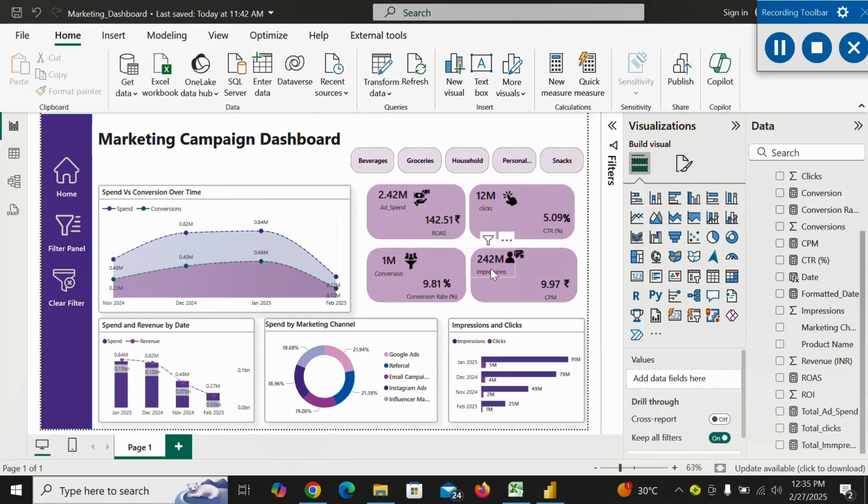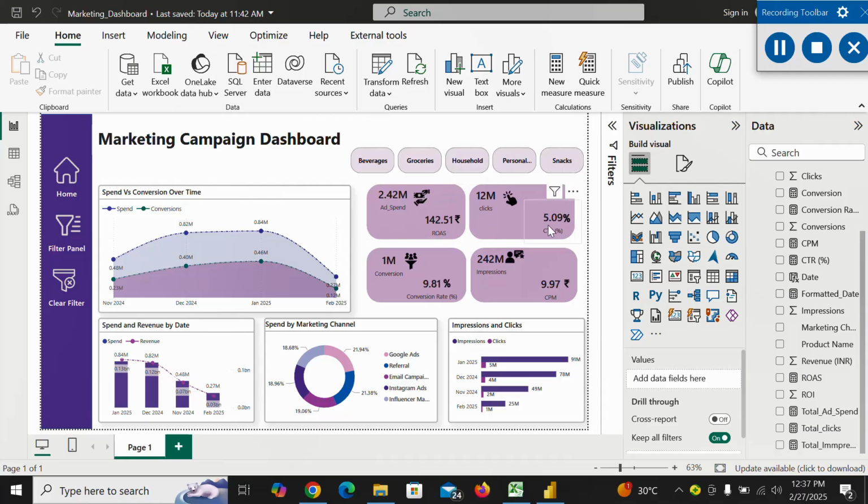This measure is impressions. 242 million times an ad was displayed to the users. It shows ad reach and exposure to potential customers. This measure is return on ad spend. This is a key profitability metric to measure the campaign success. 142.51 rupees revenue generated per rupee spent on advertisement.